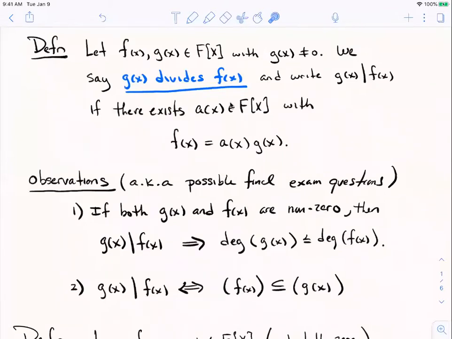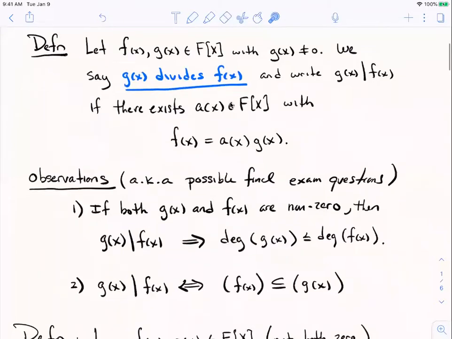Another observation is that g divides f if and only if the ideal generated by f is contained in the ideal generated by g. So I could have just given that definition. I could have said one polynomial divides another if those ideals are contained, because it's an equivalence.